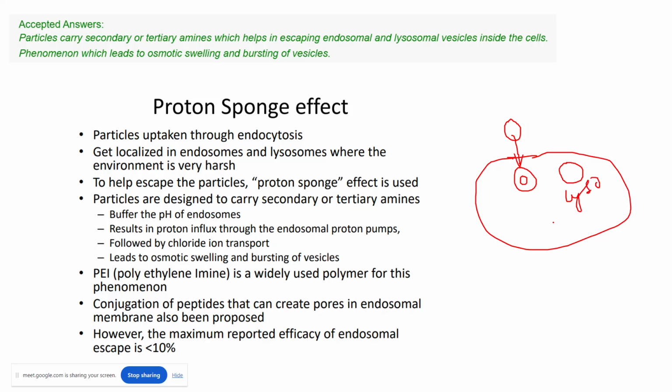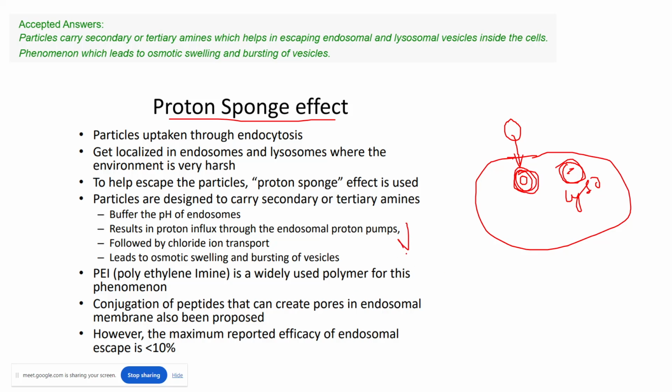So they are basically trapped inside these smaller vesicles, and in the lysosome the pH is already low, so it might degrade the particles, and they might not be as effective as they were in the cytosol. So for the particle to escape from these endosomal membranes, the proton sponge effect is used, which is basically that the particles are made to carry secondary and tertiary amines that will buffer the pH inside these endosomes.